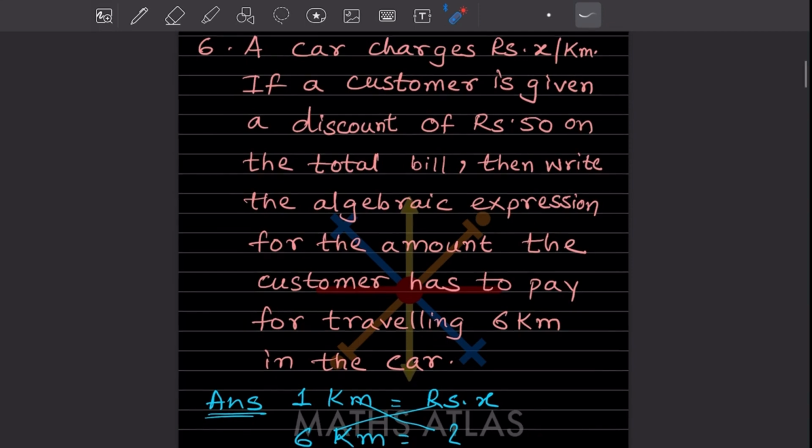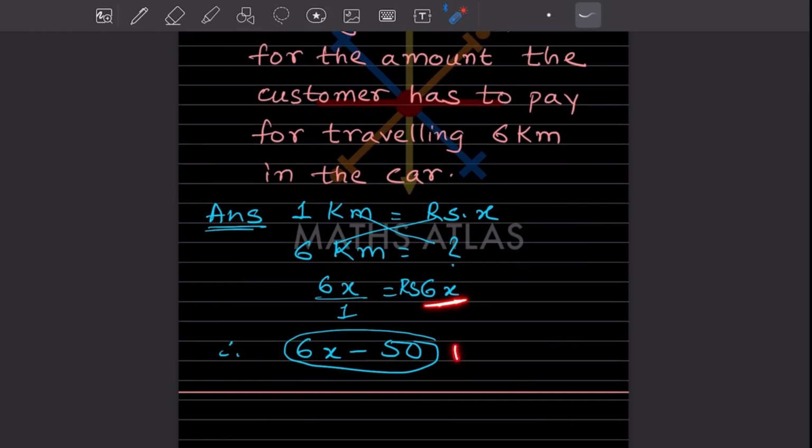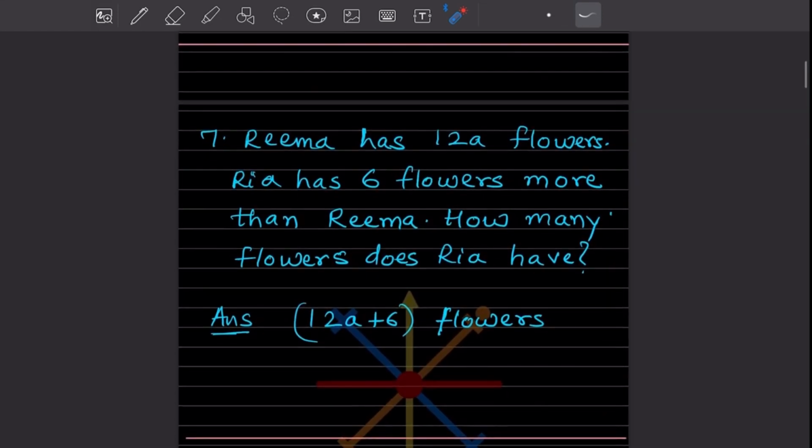But then this is not done. Then they said a discount is given of 50 rupees. So you have to subtract. This is 6x. From there you have to subtract 50. Hope you got it. Then the next question says that Rima has 12A flowers and Ria has 6 flowers more than Rima. So 12A and this is more than Rima means you are going to add plus 6. Okay, so 12A plus 6 flowers.